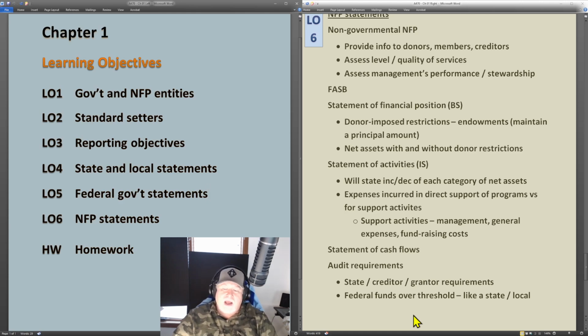For certain other types of not-for-profits that end up having federal funds, when you reach a certain threshold of usage of federal funds, you automatically trigger a federal government requirement for a federal audit, and you'll be treated sort of like a state or local government entity.